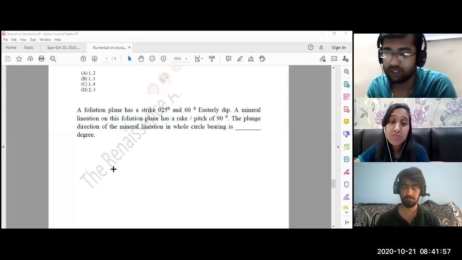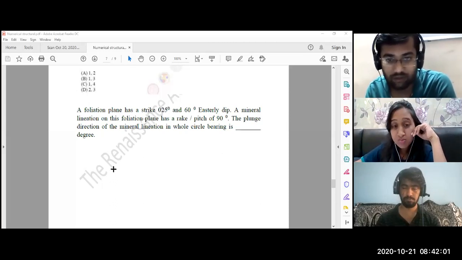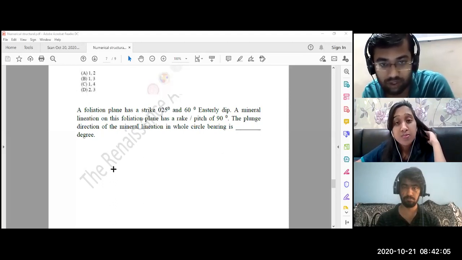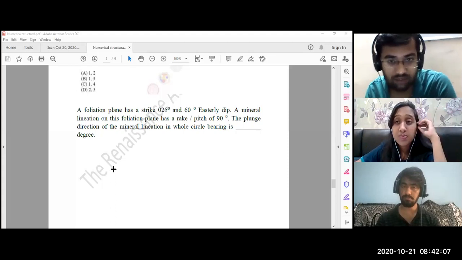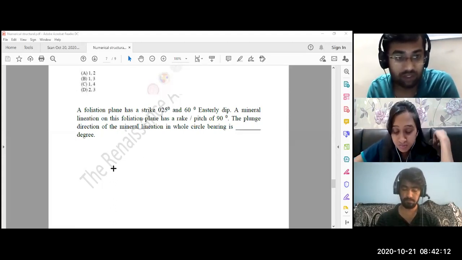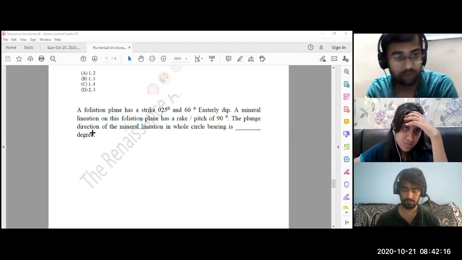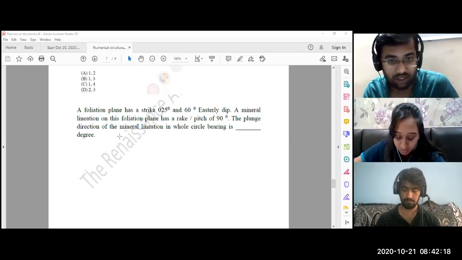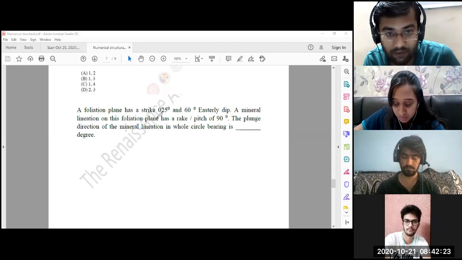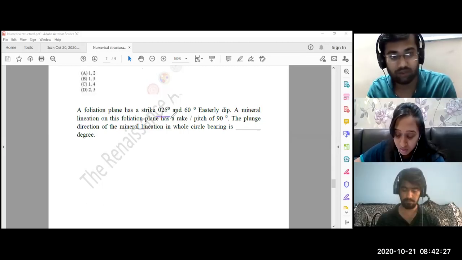A foliation plane has a strike of 25 degree. Now in the previous question, we ignored strike. In this case, you have to find the direction. In case of direction, you have to ignore dip and consider strike. So consider the 25 degree strike. In case of plunge, you have to ignore strike, but in case of direction, you have to ignore dip.